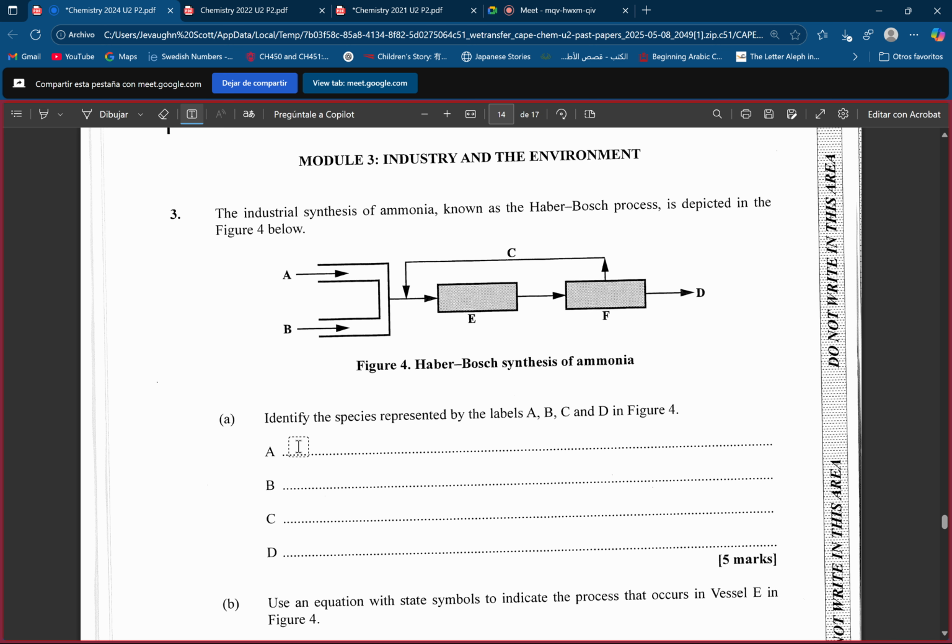What would A be? What would B be? What would C be?